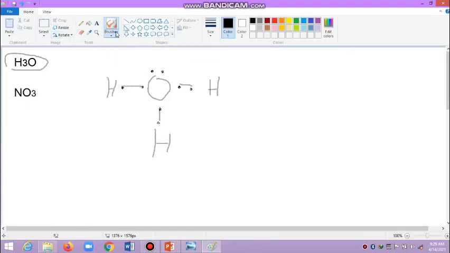Now, let's determine the charge of hydrogen. Okay? So, hydrogen has a valence electron of 1 minus the number of bonds is 1 and the number of non-bonding electrons ay wala naman. Okay? So, that's 0 plus 0. Okay? So, 1 minus 1 is 0. So, walang charge ang ating hydrogen.